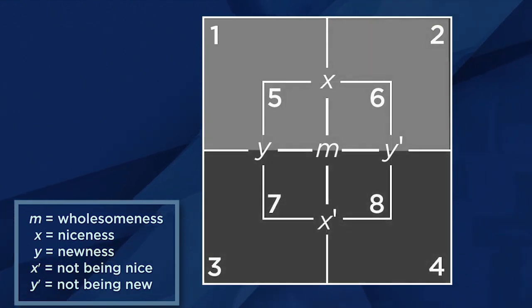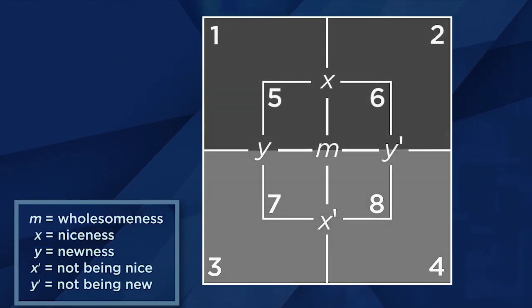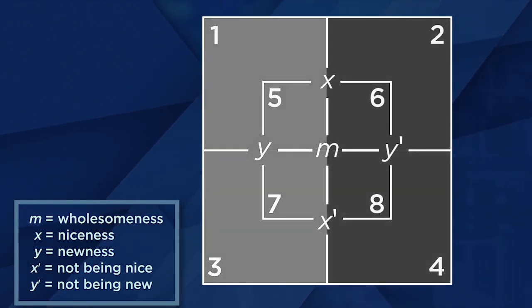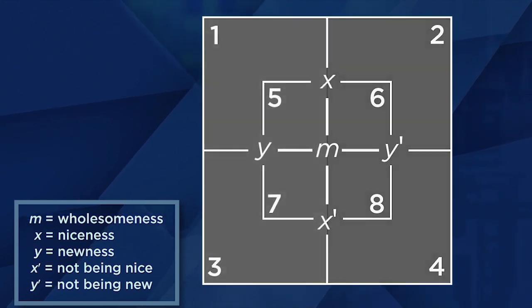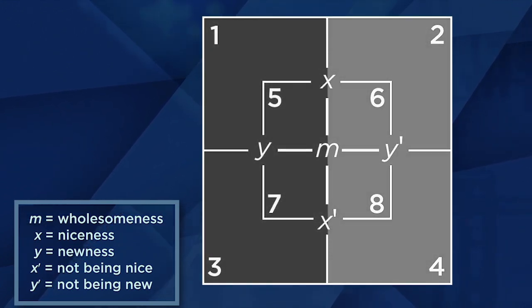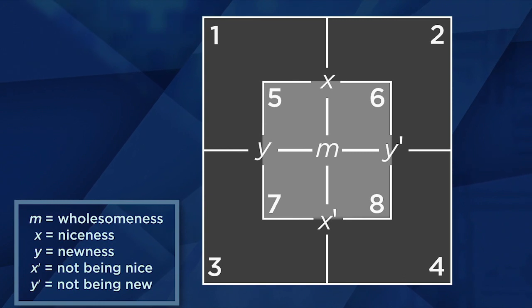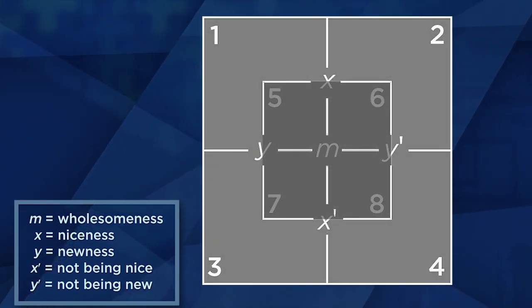The nice cakes live above the horizontal line, and the not nice cakes live below it. For newness or not newness, we look to the left or right of the vertical line. The wholesome cakes live inside the small square, while the unwholesome cakes live outside of it.